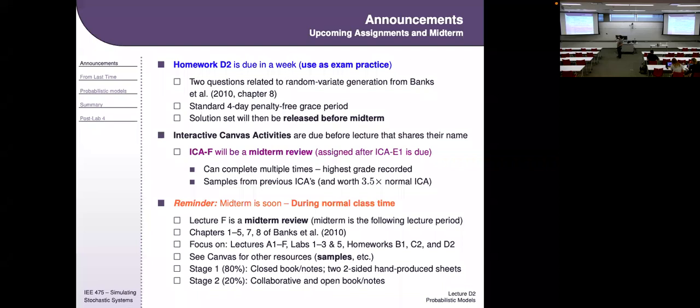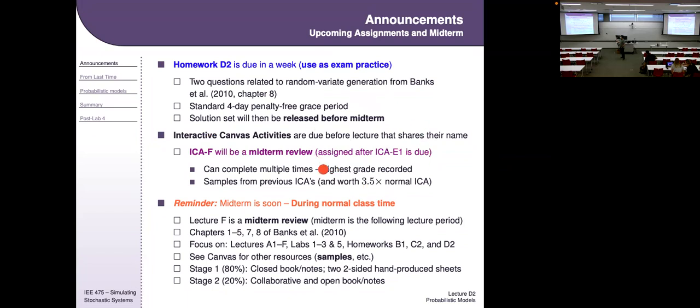So supposedly it's an improvement, but you can be the judge of that yourself. Otherwise, Homework D2 is due in a week. Homework C1, I think, is still available technically. I forget when its availability window closes, but D2 is technically due in a week, and then its availability window is open for a couple of days after that, with a standard 4-day penalty grace period, and you can use it as exam practice. The types of things you'll do in D2 are sort of the most sophisticated things that you'll do on the midterm.